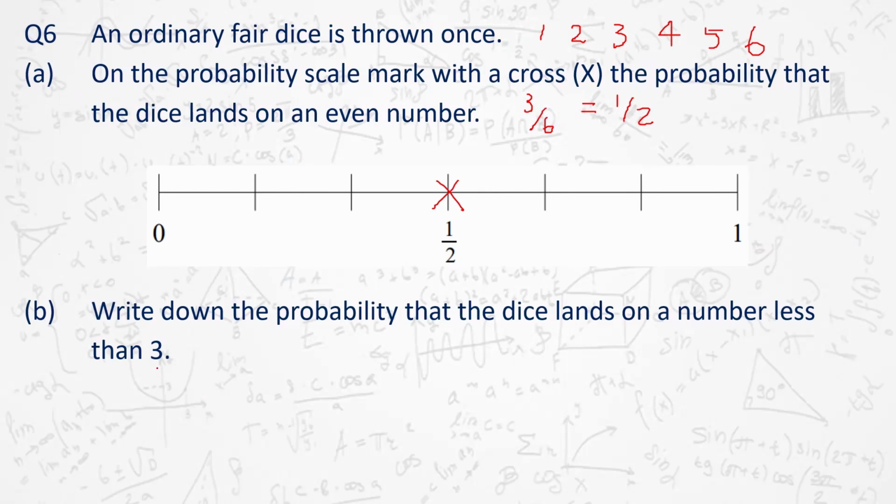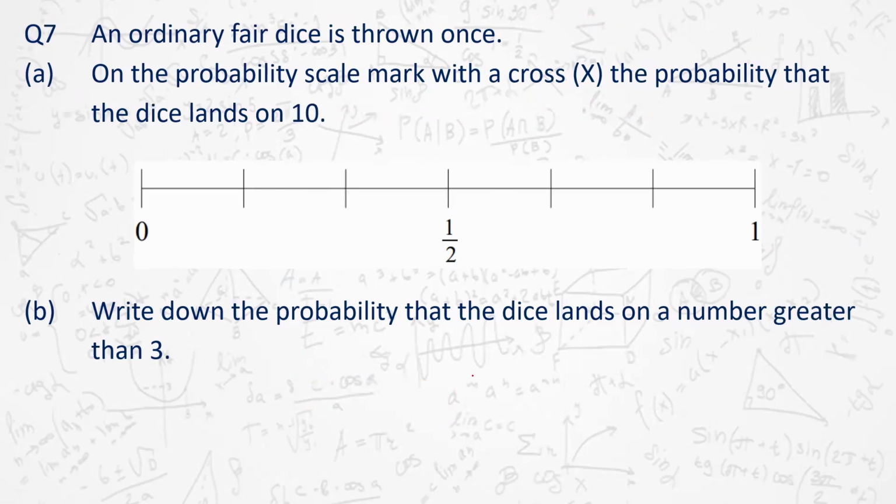Part B. Write down the probability that the dice lands on a number less than 3. Okay, less than 3, not equal to 3. So the only options we have are either 1 or 2. They are less than 3. So it's 2 out of 6. Simplify, we have a third as the probability that the dice lands on a number less than 3.